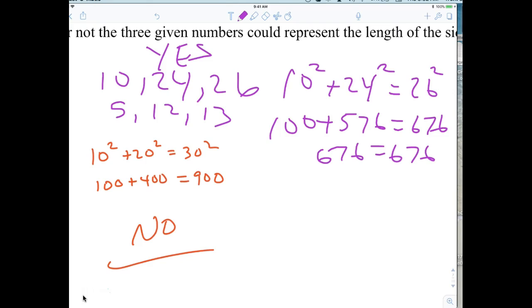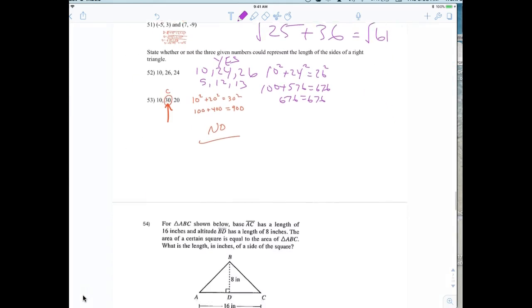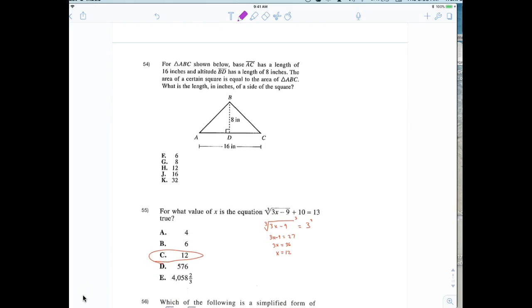Any questions? All right, straightforward. Let's look at something else. The fun problems here, taken directly off the SAT and ACT.